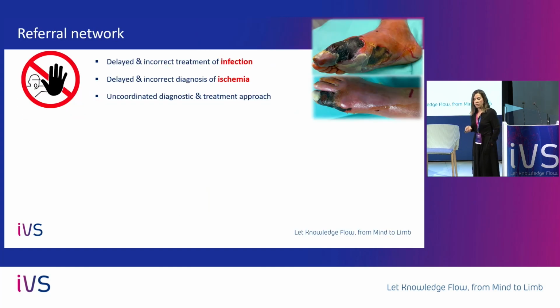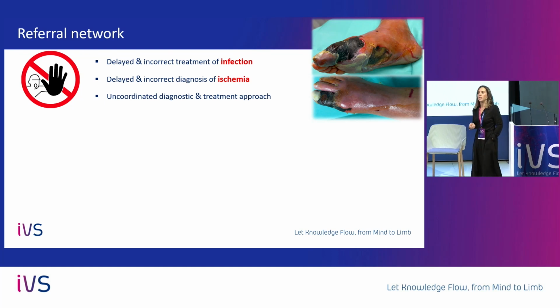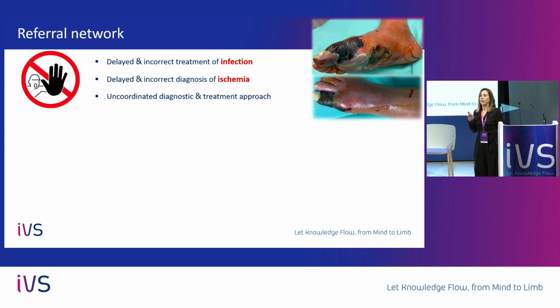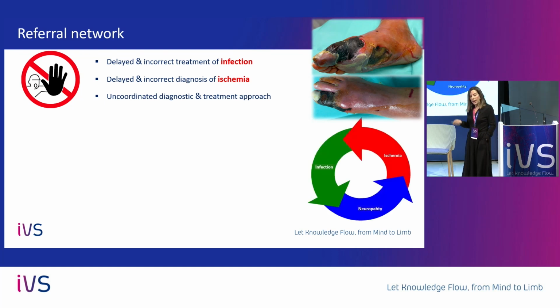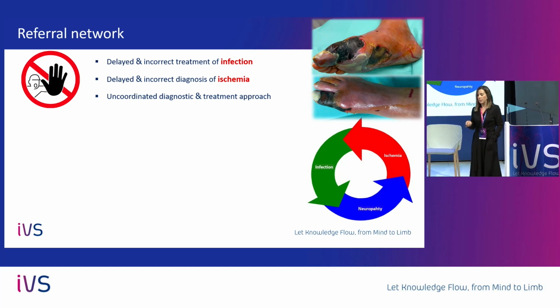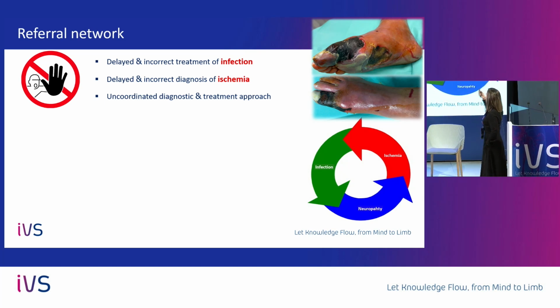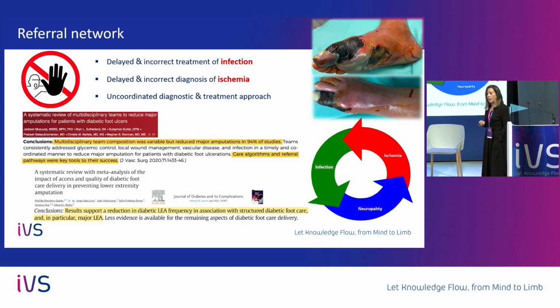So the first step to stop major amputation in those patients is to create a referral network. Why? Because we must avoid any delay or incorrect treatment of infection and also ischemia, and uncoordinated treatment will lead to a major amputation rate. So it's important to have this schema in your head, to bear all of these items in mind, because we have to act on all of them.